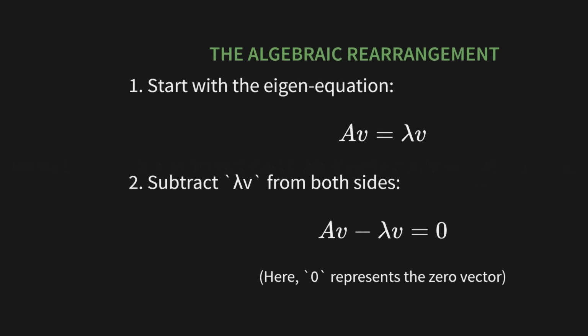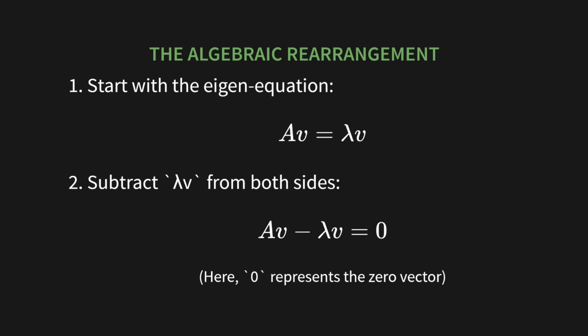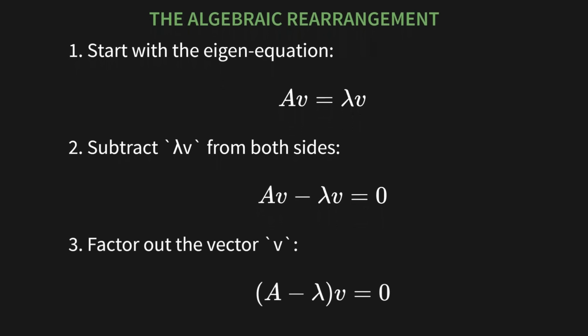Let's start with a bit of algebra, the algebraic rearrangement. 1. We start with the eigenequation, Av equals lambda v. 2. Subtract lambda v from both sides. That gives us Av minus lambda v equals 0. And here, that 0 represents the zero vector. Okay, step 3. Let's factor out the vector v. That should give us (A minus lambda) times v equals 0.